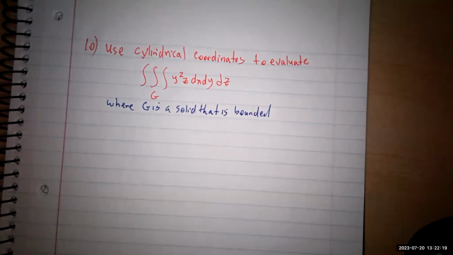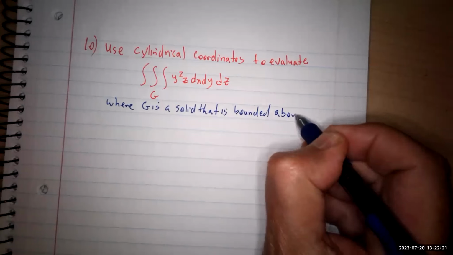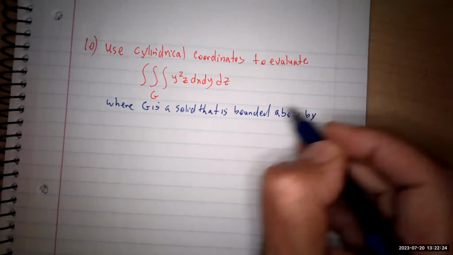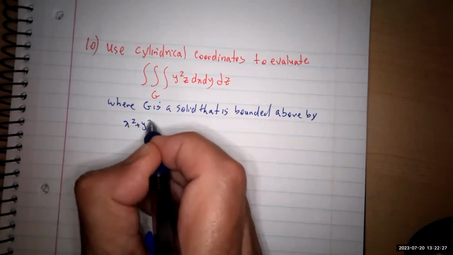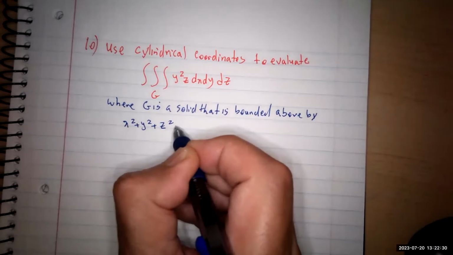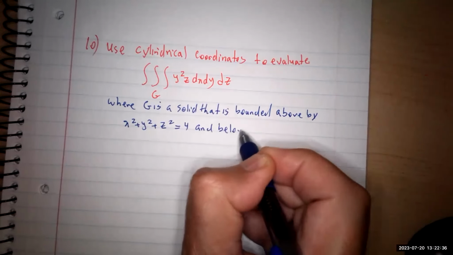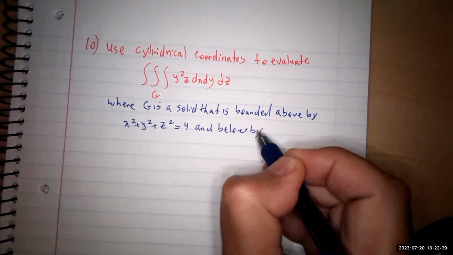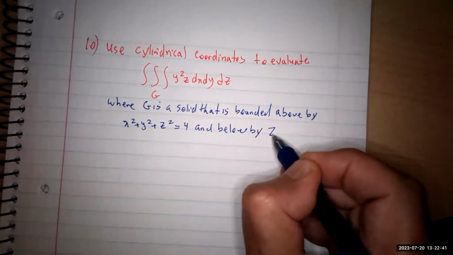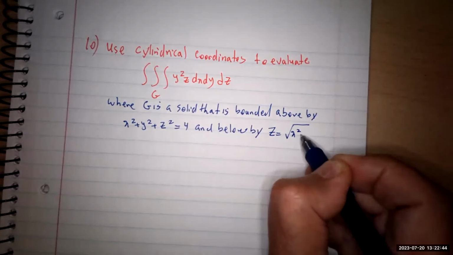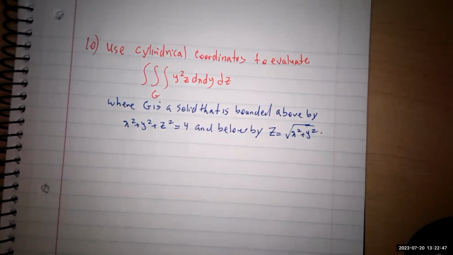Okay, that's going to be bounded above by a sphere, x squared plus y squared plus z squared equal to 4, and below by the cone z equal to the square root of x squared plus y squared. Yes, I did this one, but I will post the solution. I think the one that I did, the radius was different, but everything else was the same. It's not difficult with the cylindrical form.